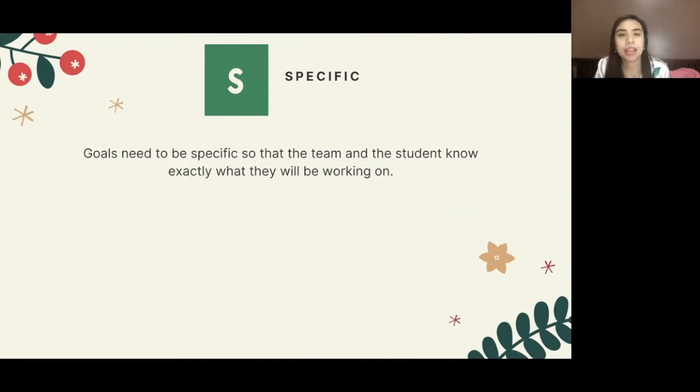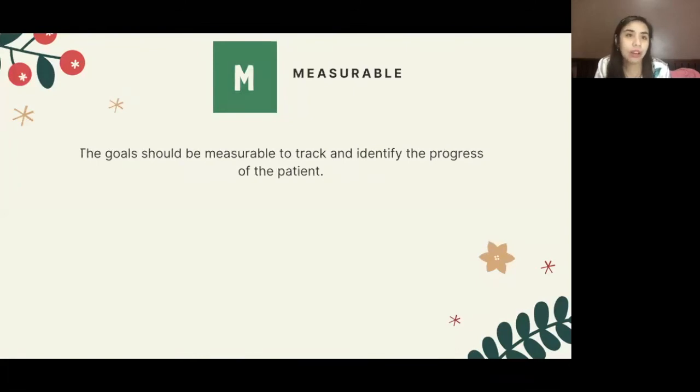Next is measurable. Of course, your goals have to be measurable because you know that you're going to have data sheets. You're going to have criteria for when you're going to stop the goal or when you're going to move on to another goal. So this is the only way that your goal will be postponed, changed, or achieved. So make sure that your goals are measurable.